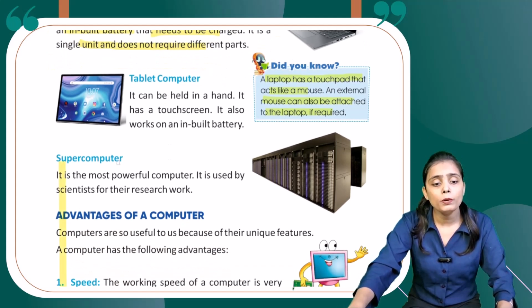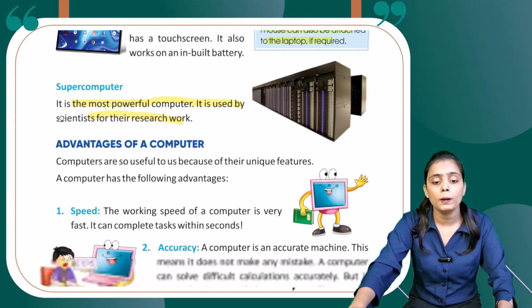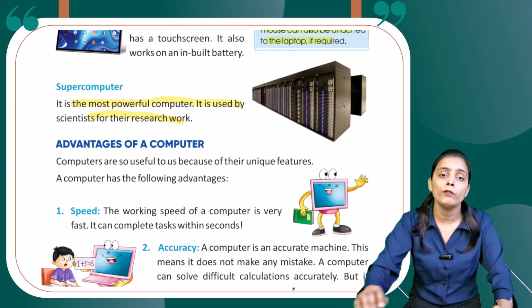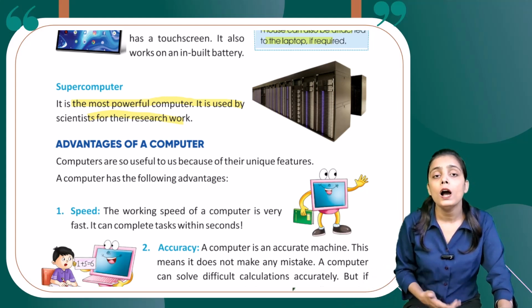So supercomputer. So let's see what is supercomputer. It is the most powerful computer used by scientists for their research work. Okay, so supercomputers बच्चों जो होते हैं वो बड़ी बड़ी कंपनीज में यूज होते हैं. And ये कंप्यूटर काफी पावरफुल 5G मतलब 5th जनरेशन में इंक्लूड होता है. You will explore about the generation in your upcoming classes.